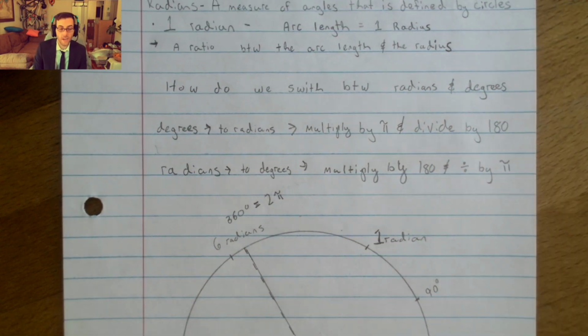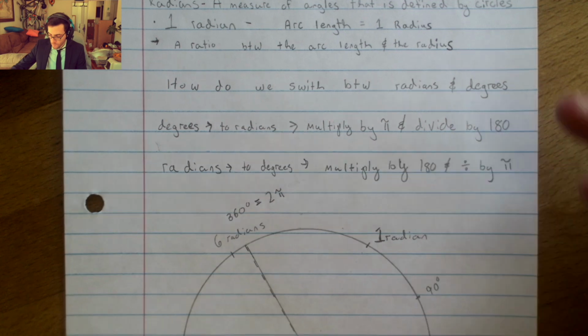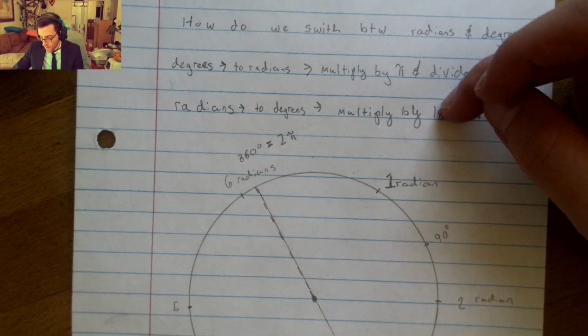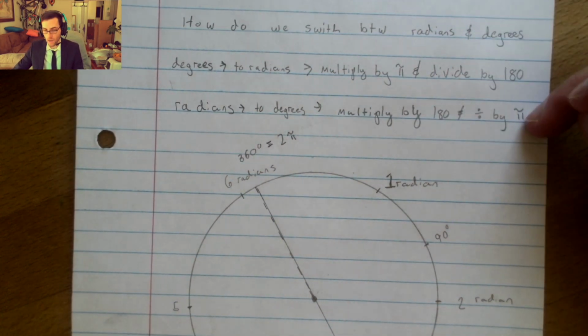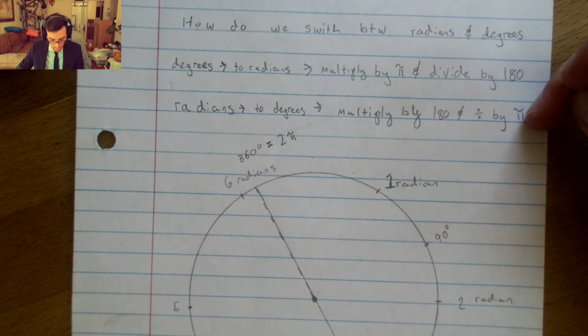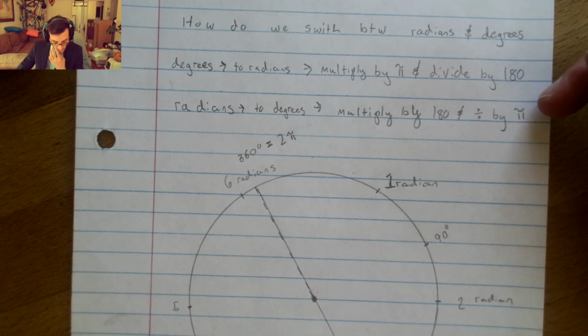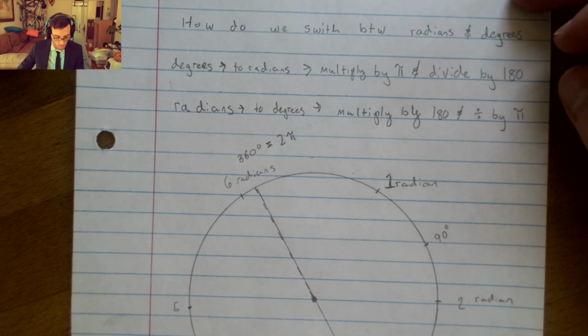When we're working with radians and we want to go to degree measures, we're going to do essentially the opposite. We're going to take our value, multiply it by 180, and then divide it by pi. So what we're going to do first here, I'm going to give you an example.